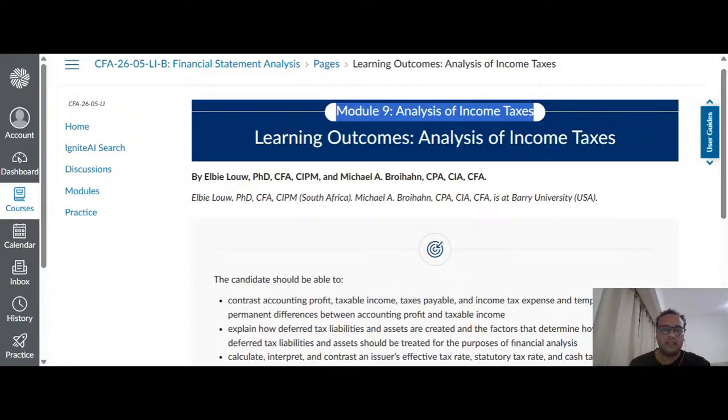Hello. So we are now starting with Module 9, Analysis of Income Taxes.